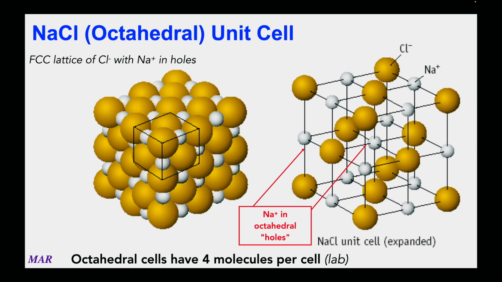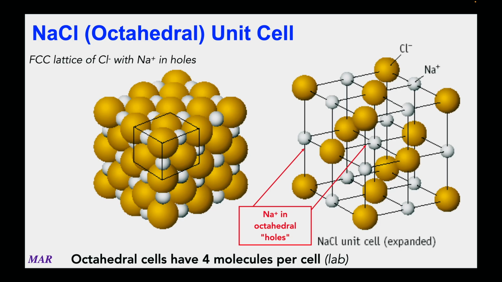Another kind of hole is called the octahedral hole, and this is definitely famous because of the sodium chloride lattice, which is essentially an octahedral system. On the left-hand side there's an expanded version of all the gold chlorides and the silver sodiums. On the right-hand side, you can see a little bit more of what's going on.